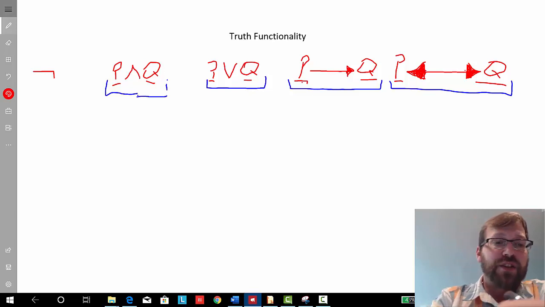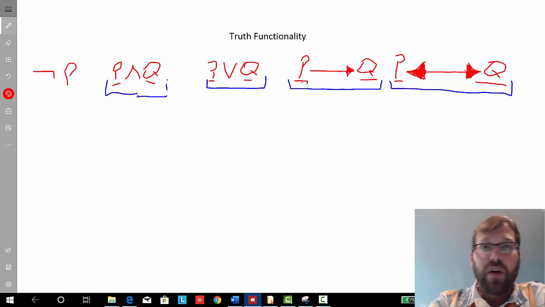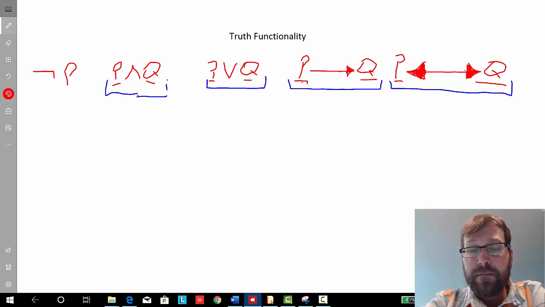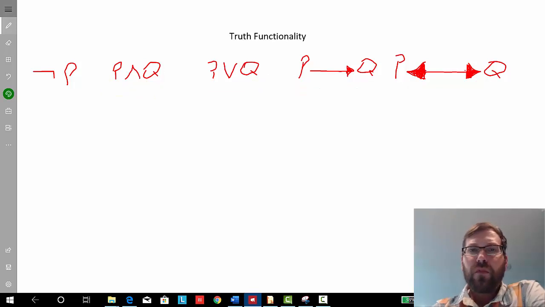Negation, on the other hand, attaches just to the front of a sentence. But we're still going to call it a logical connective, even though it's not connecting 2 sentences. All right, so let's talk about why these logical connectives are truth functional.